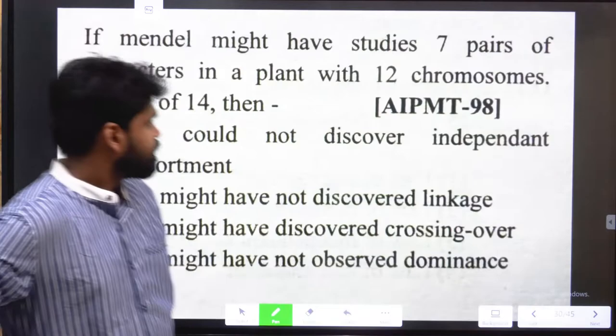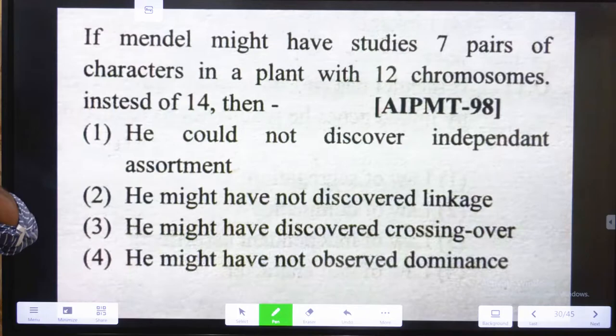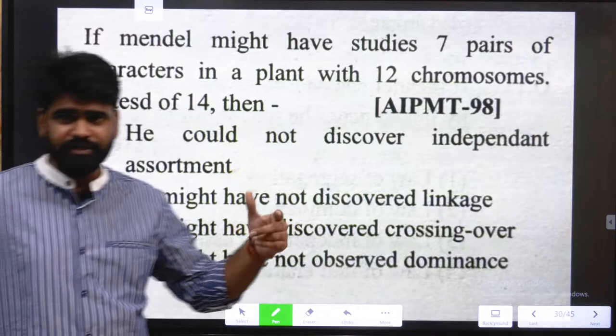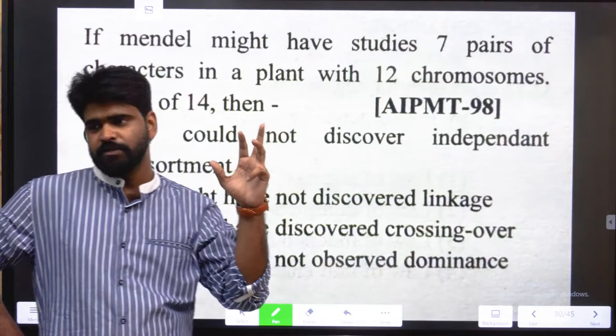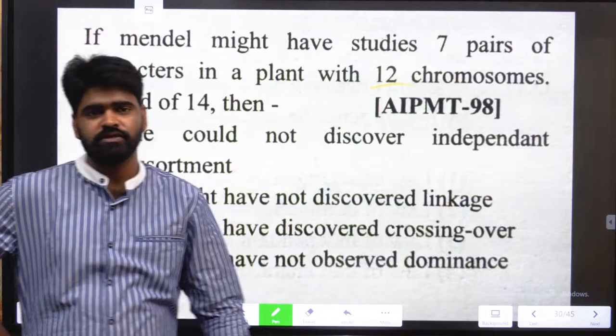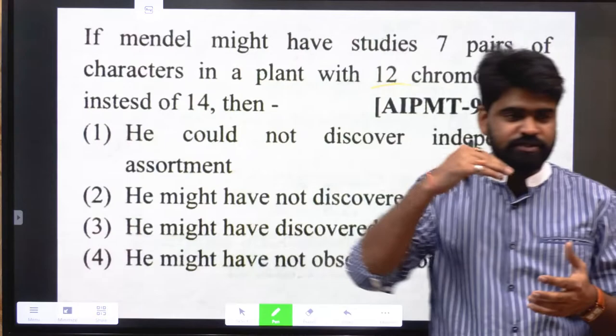Everyone may not be able to complete, so everything is common. If Mendel had studied 7 pairs of characters in a plant with 12 chromosomes instead of 14. Now, I think the new NCERT has given this. How many chromosomes are present in the pea plant? So what happened if there were 12 only instead of 14? With fewer chromosomes, all the genes have to be shifted onto the minimum number of chromosomes, right?